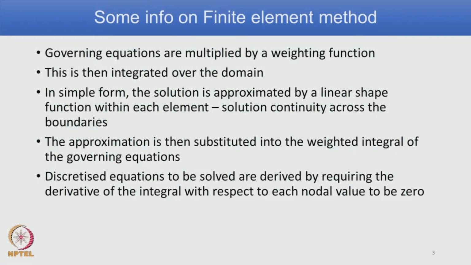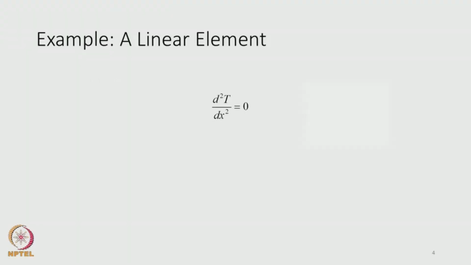So, when we say weighted integral, we have made some approximation, and it needs to satisfy some property. The property that needs to be satisfied is that the derivative of the integral with respect to each nodal value should be 0. This is one of the requirements. So, we will try to explain with an example problem.